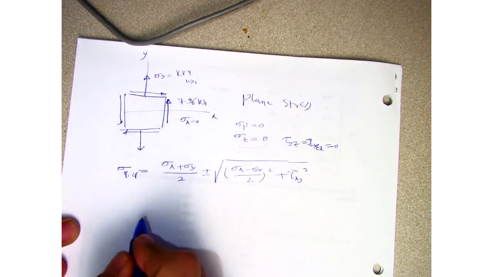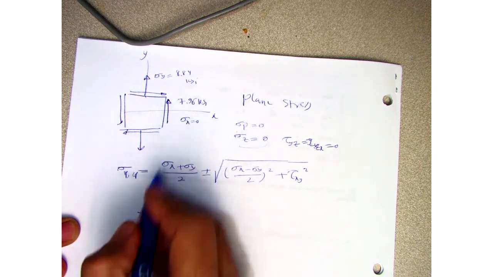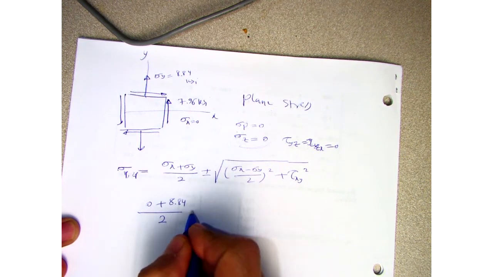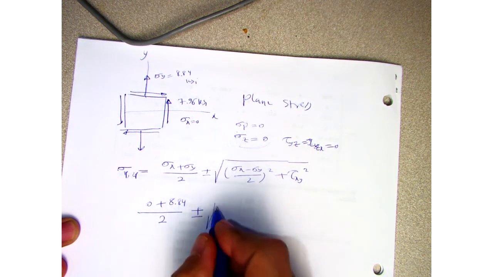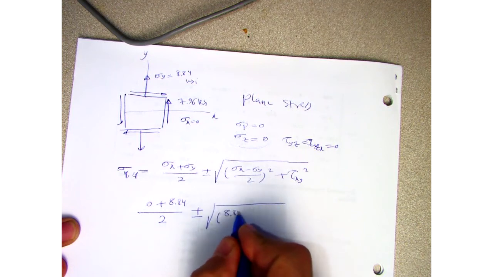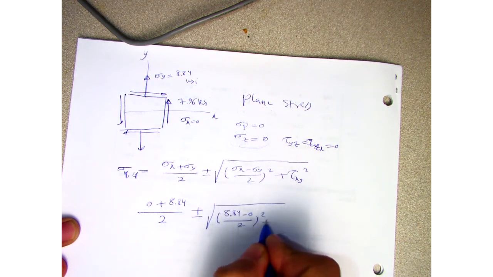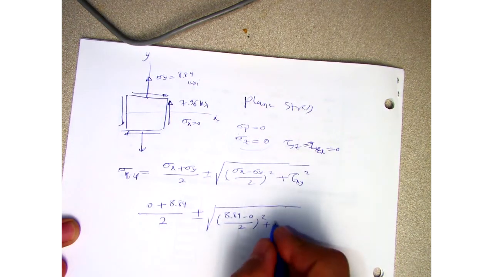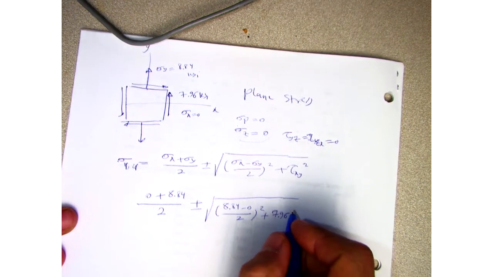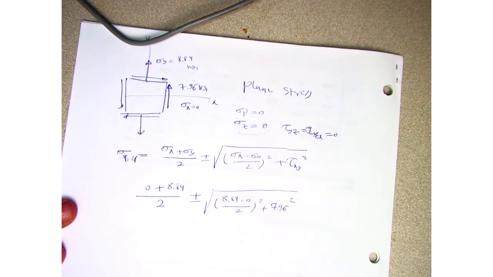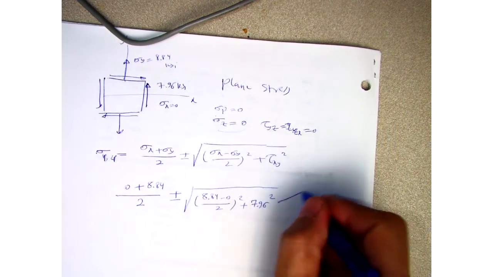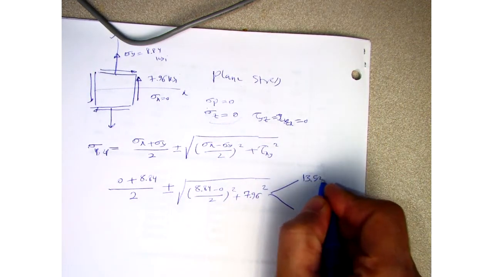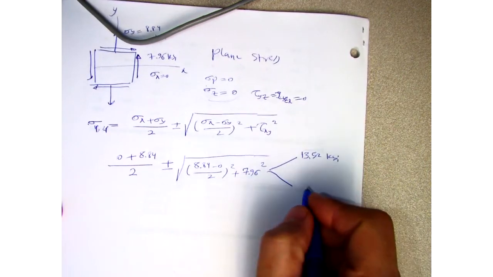So let's see how we can put numbers here to find those. All right, sigma x is 0, sigma y is tension 8.84, it's positive, divided by 2, plus and minus the square root of ((8.84 minus 0) divided by 2) squared plus tau xy, which is 7.96 KSI, squared. So this gives me my two principal stresses equal to 13.52 KSI, and the other one is negative 4.68 KSI.